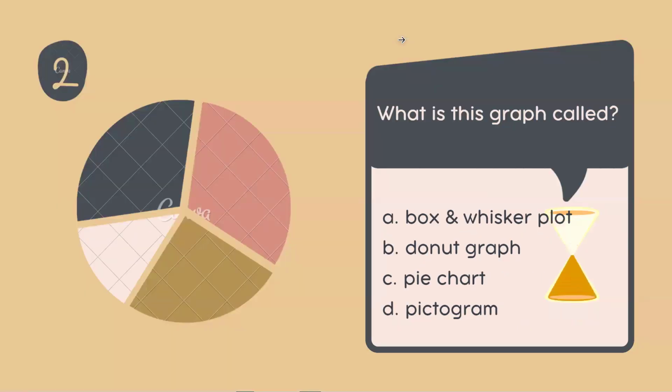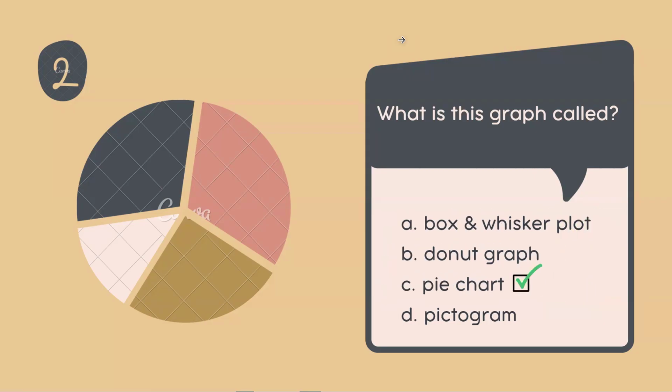What is this graph called? This is called a pie chart, right? So let's move to the third question.